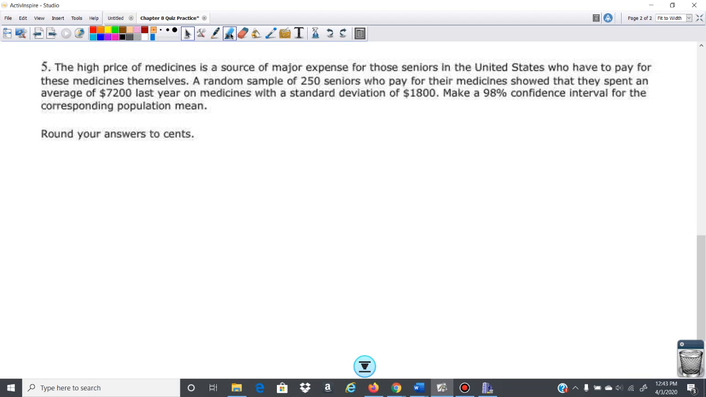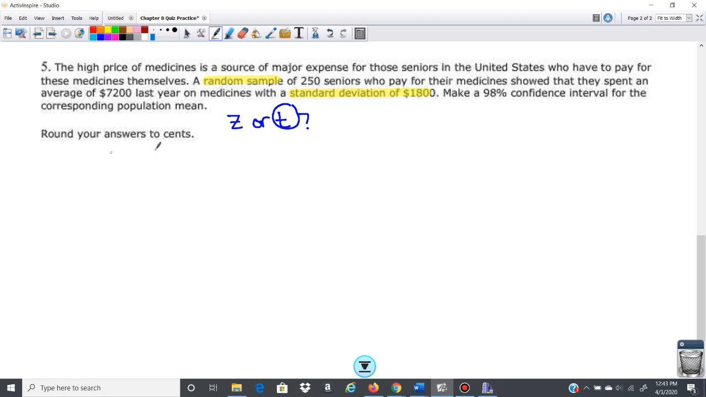So Z or T? Let's ask that here. Z or T. So how is our standard deviation given to us? So let's take a look. We have a sample. Within the sample, we're given a standard deviation. So if I'm given a random sample and within the sample, I have a standard deviation, that's going to be T. Okay, so this is a T.